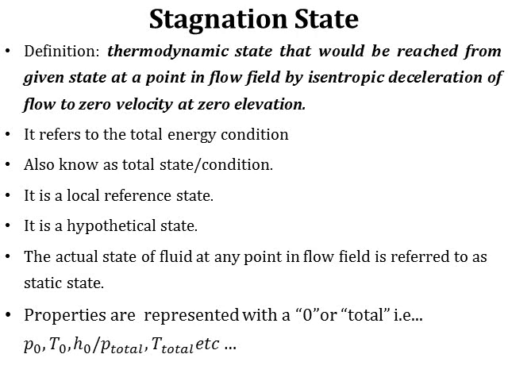This is a hypothetical state because isentropic deceleration is not practically possible, but it can be attained with certain approximations. The actual state of the fluid at any point in the flow field is referred to as static state. The stagnation state corresponding to the static state is obtained by isentropic deceleration of the fluid. The stagnation state properties are represented with a suffix 0 or total, as shown in the slide. In our class, we will be using the suffix 0 to represent the stagnation state properties.